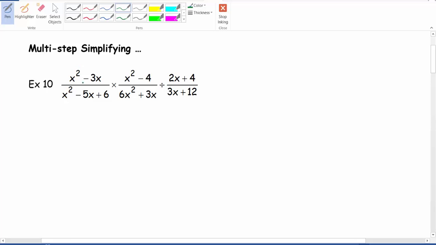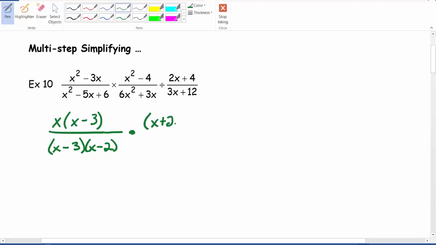If we just look at this top left item, that breaks down into x times x minus 3. On the bottom, we can break down this one. It comes out to be x minus 3 times x minus 2. We have a multiplying symbol between the first item and the second item. Up here we have the difference of two perfect squares, so that's x plus 2 times x minus 2.